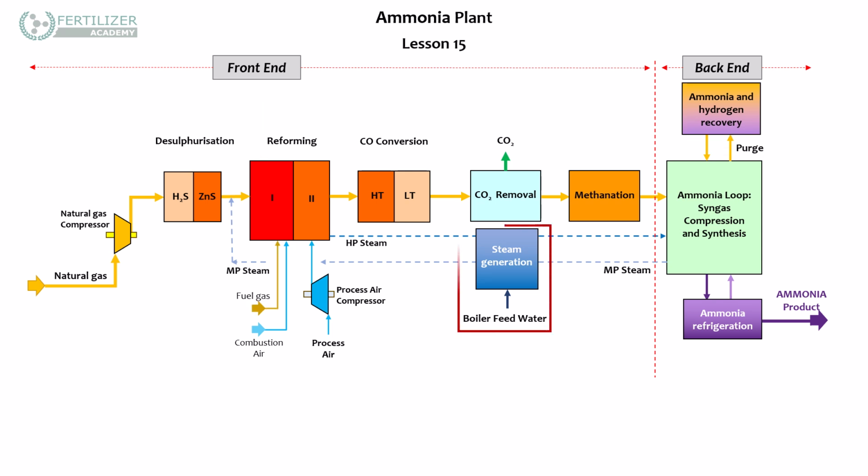Lesson 15. Steam generation system. Now, in this lesson, we move on to the steam generation system, where heat recovered from various parts of the process is converted into high-pressure steam. This steam serves as an essential energy source for heating, reforming, and driving turbines throughout the plant.